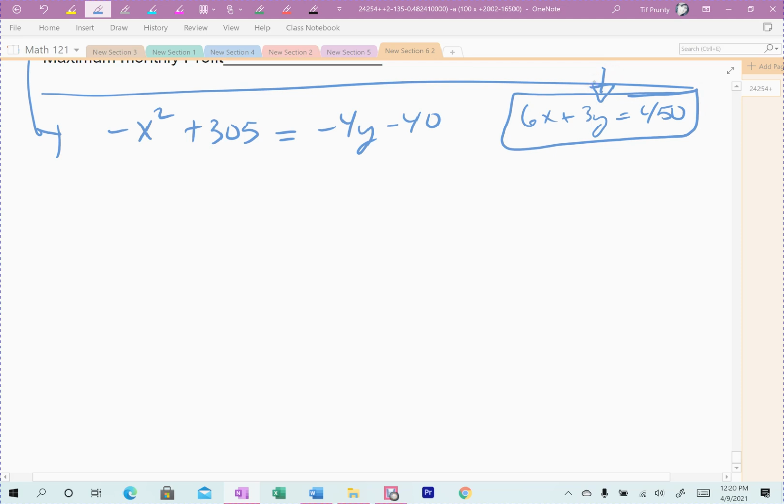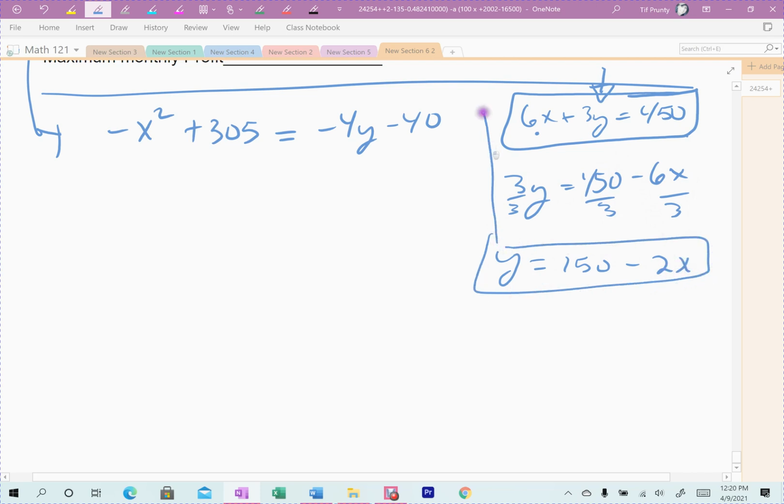And actually, I'm going to solve for y, because if you look over here, I've got my x squared, and so it's easier to substitute out y. So I'm going to solve this one for y. So I'm going to move my 6x to the other side. So I've got 3y equals 450 minus 6x. Divide everything by 3, and so I get y equals 150 minus 2x.